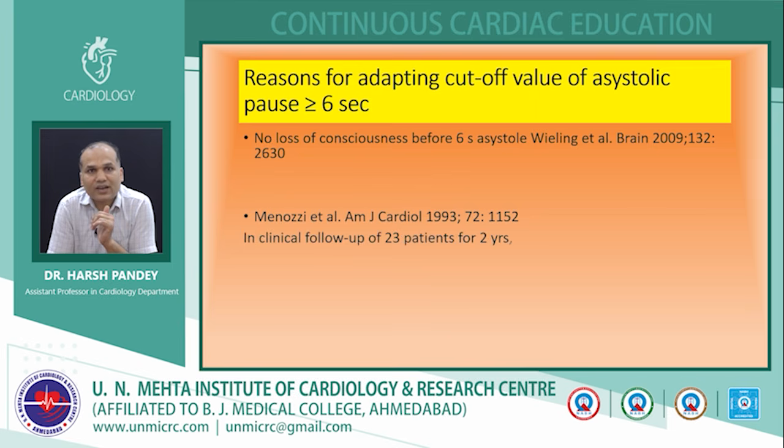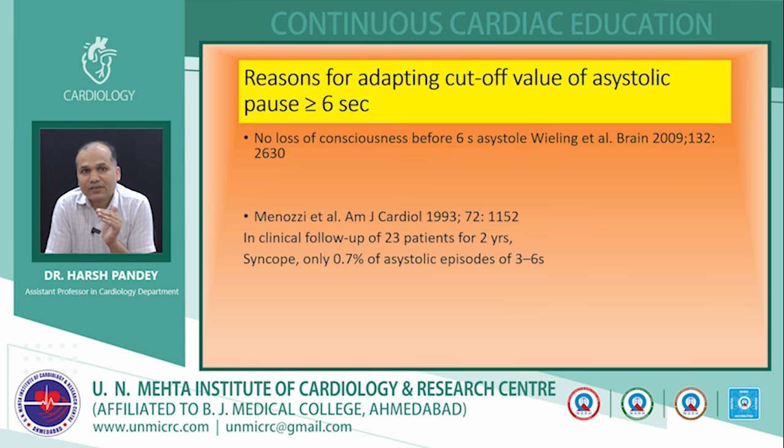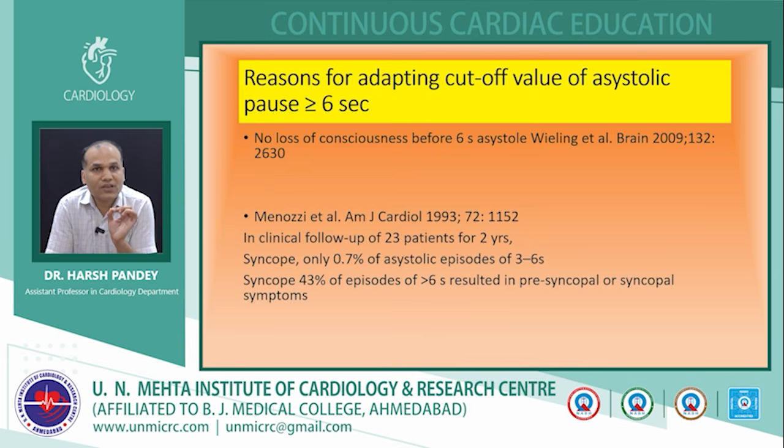They studied this in 1993, in a study from Italy, a clinical follow-up of 23 patients for 2 years. If the patient had an asystolic episode of 3 to 6 seconds, less than 1% of patients developed syncope on follow-up of 2 years. And if the patient had an asystolic episode of more than 6 seconds, it resulted in presyncopal or syncopal events more often, with an incidence of 43% of those patients. So that is why the guidelines have recommended that if the patient has an asystolic pause of more than 6 seconds, even though the patient is asymptomatic, they should be considered for the pacemaker.